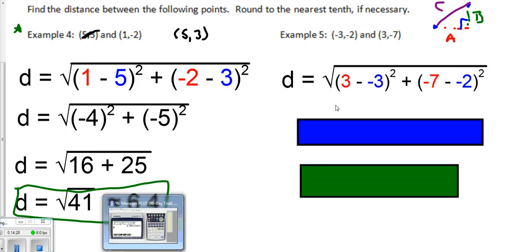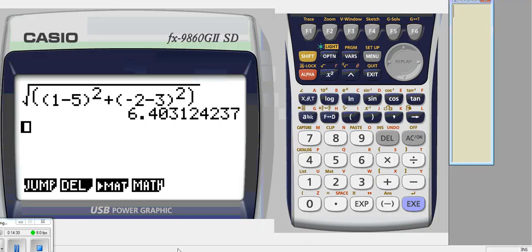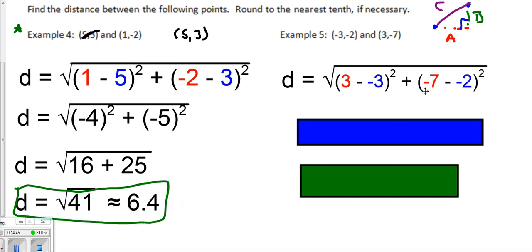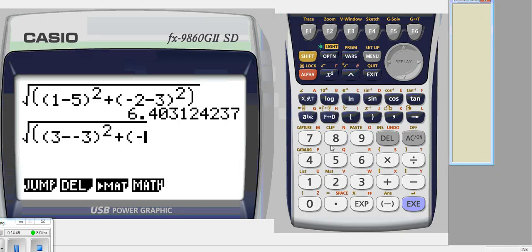So square root of 3 minus negative 3 squared. So I'm going to start that off. Square root of, I'm going to start 2 parentheses, 3 minus negative 3 squared. And I'm going to add on another set of parentheses. Go back to the problem. Negative 7 minus negative 2 squared. Okay, so negative 7 minus negative 2, and that whole thing is squared. Close my parentheses, so all of this is for sure underneath my square root.